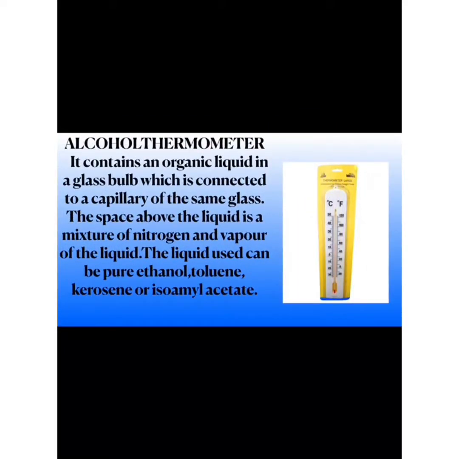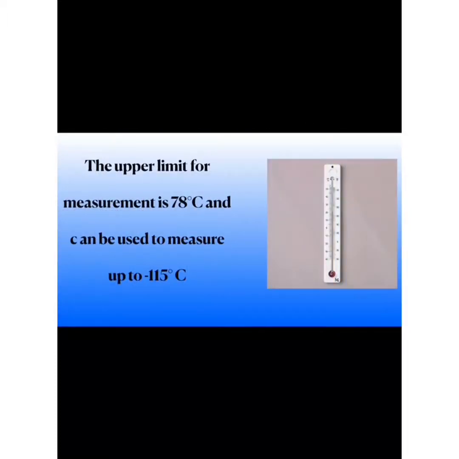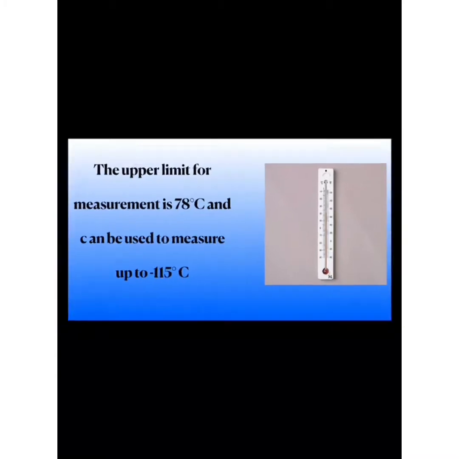Now, alcohol thermometer. It contains an organic liquid in a glass bulb which is connected to the capillary of the same glass. The space above the liquid is a mixture of nitrogen and vapor of the liquid. The liquid used can be pure ethanol, toluene, kerosene or isoamyl acetate. It can measure from -115 degrees Celsius to 78 degrees Celsius. Means its range is -115 to 78 degrees Celsius.